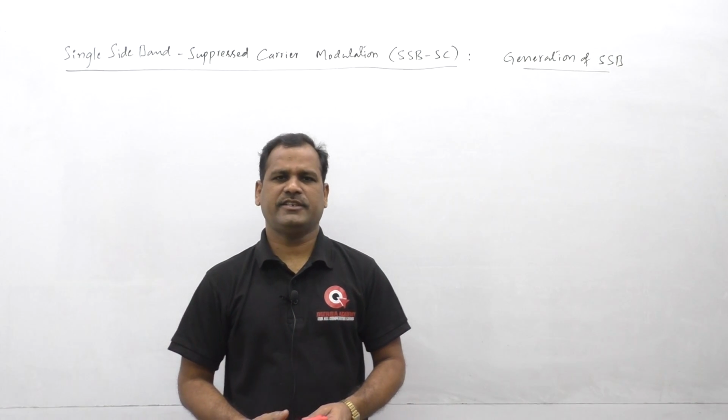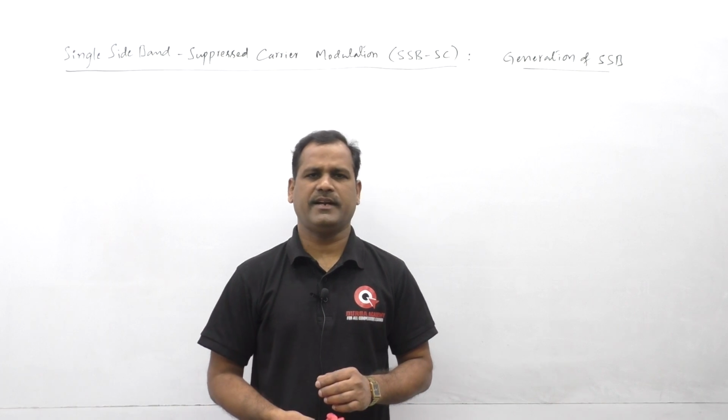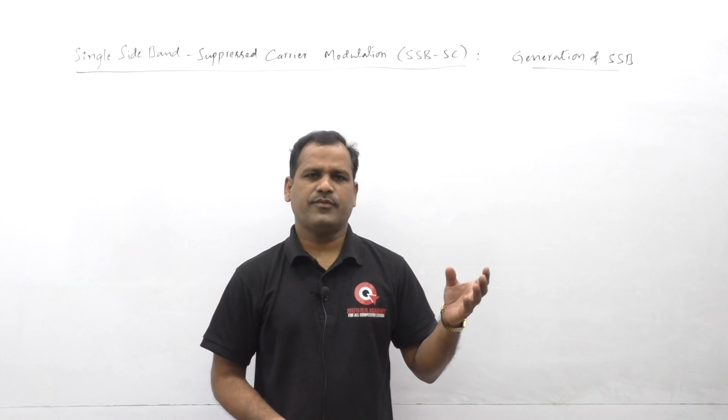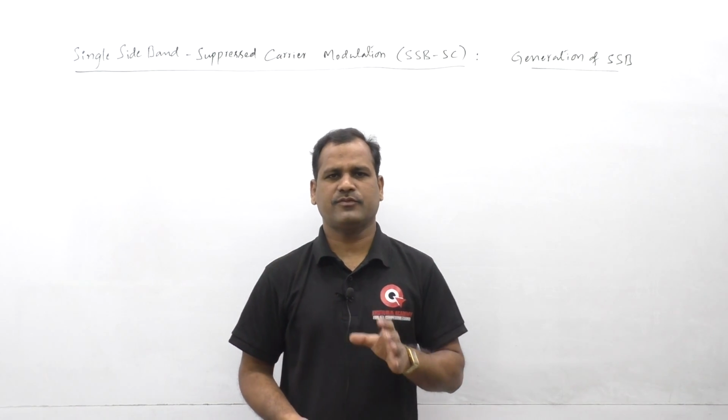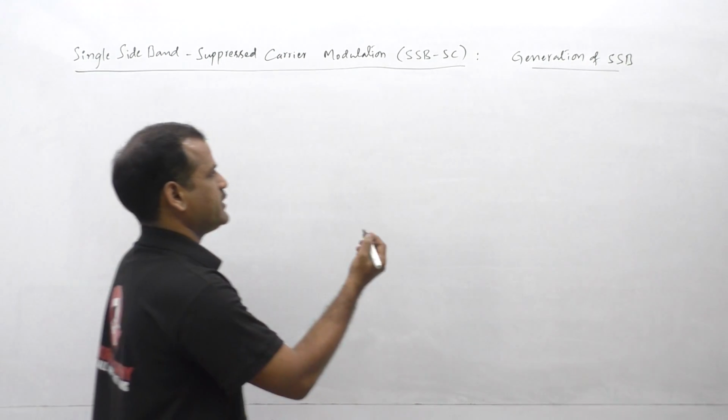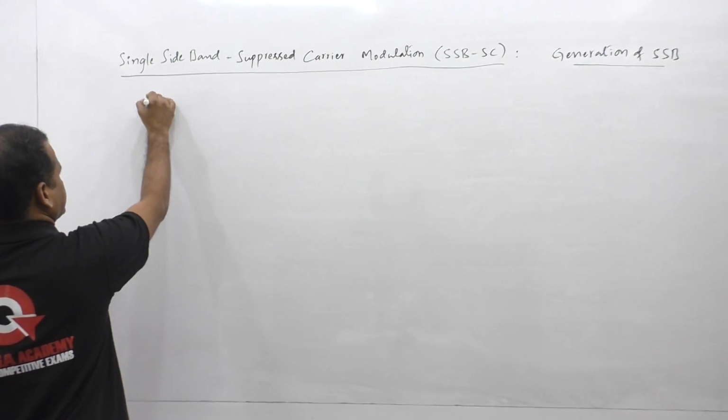Consider the SSB generation here. We have two techniques for generating the SSB signal. One is the frequency discrimination method, the second one is the phase discrimination method. I will discuss the frequency discrimination method first to generate the SSB signal here.